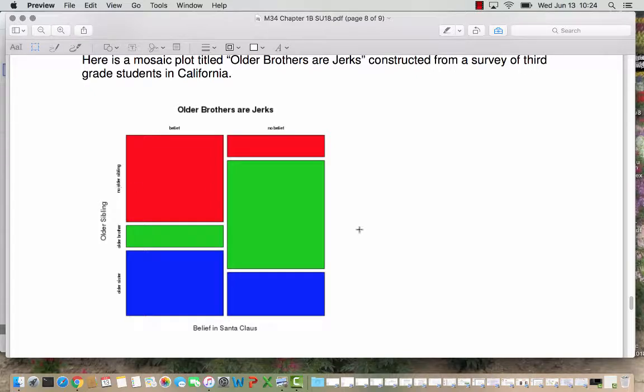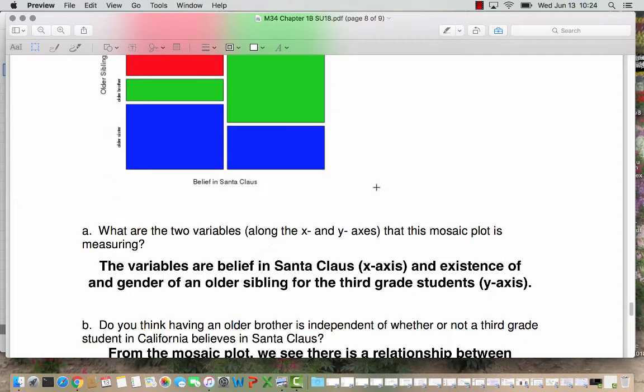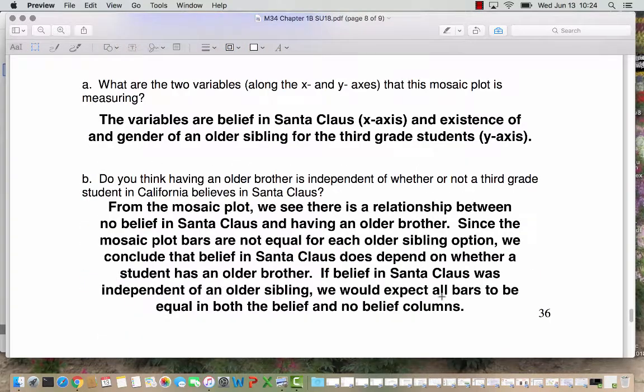So what do we notice here if we look at this? So we see that there's a big rectangle, meaning a lot of students who had no belief in Santa Claus also had an older brother. And we see that there's a small rectangle for belief in Santa Claus for students who had an older brother. So what does that mean? Okay, so we know our variables are belief in Santa Claus on the x-axis, and the existence and gender of the older sibling for the 3rd grade students on the y-axis.